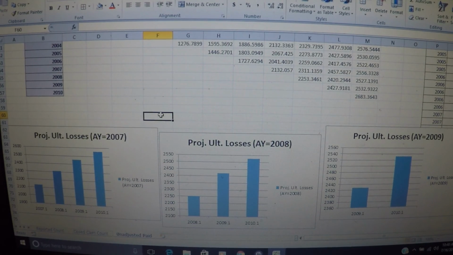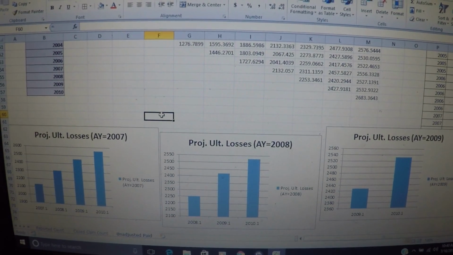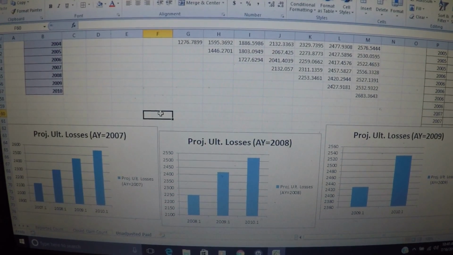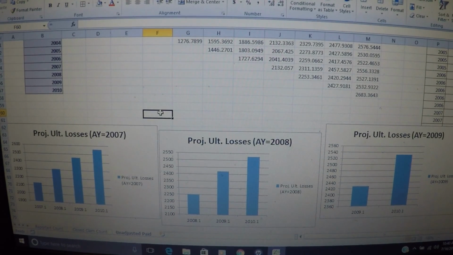I hope you found this helpful. I think this was a good idea because for people entering the profession, you really have no idea what goes on. So this is one of the more traditional roles that an actuary has, is reserving.